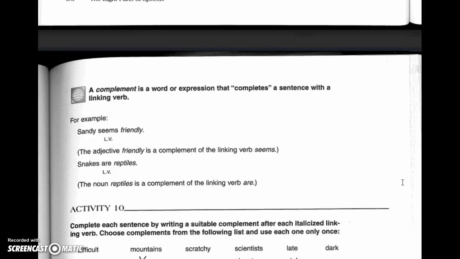A complement is a word that completes a sentence with a linking verb. So instead of "Sandy seems," we might add the word "friendly." That's called a complement of the linking verb "seems."